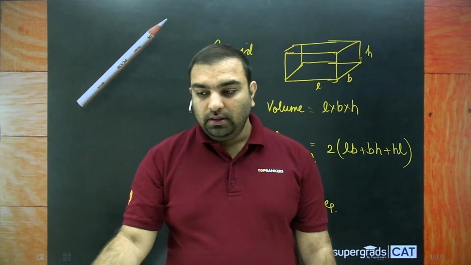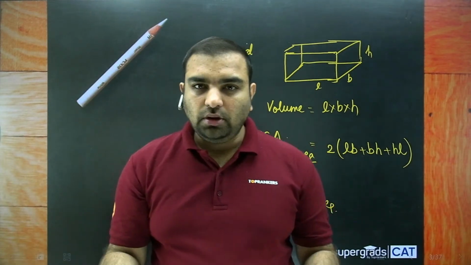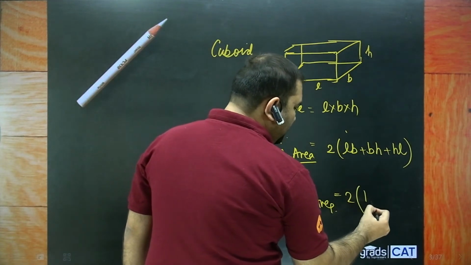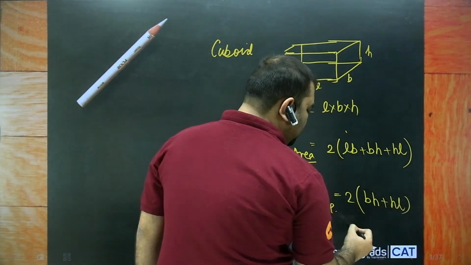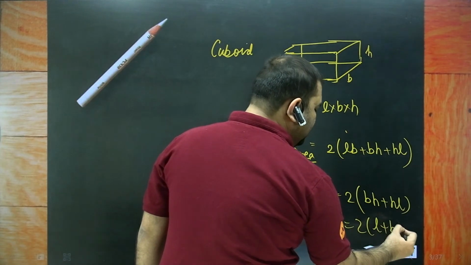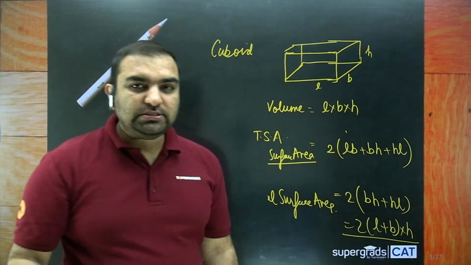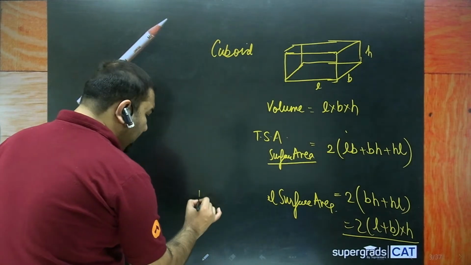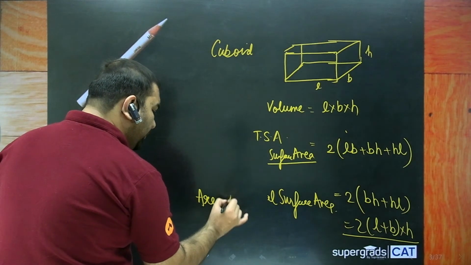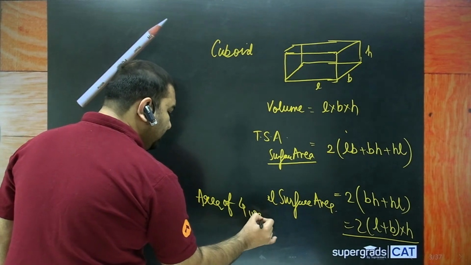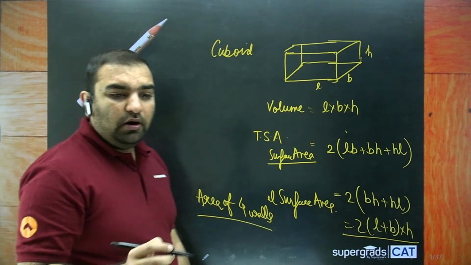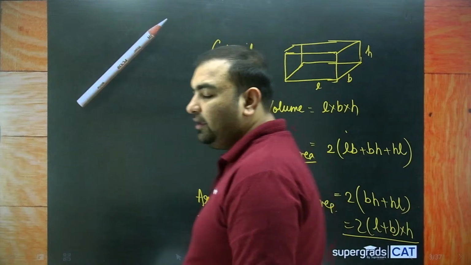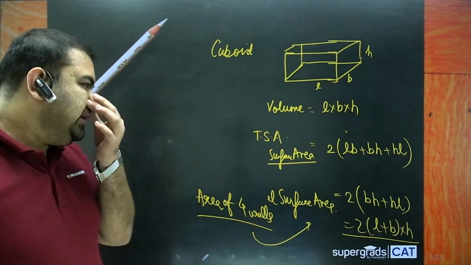What is this floor? Length into breadth. Top also length into breadth. So both the L into B elements will go. What will remain? BH plus HL. So twice of L plus B into H. Twice of L plus B into H is your lateral surface area. When the area of 4 walls is asked, you will apply this same formula: twice of L plus B into H.